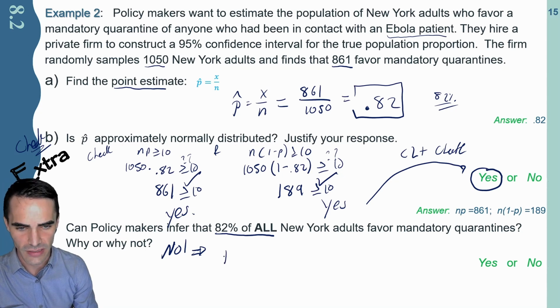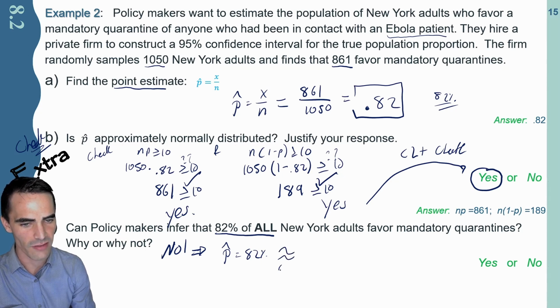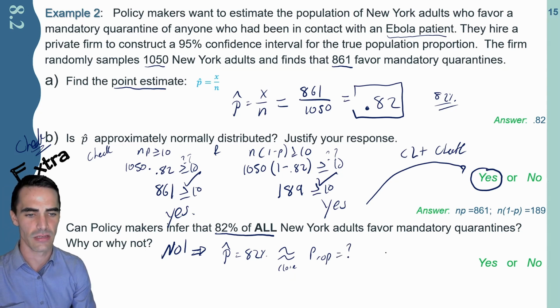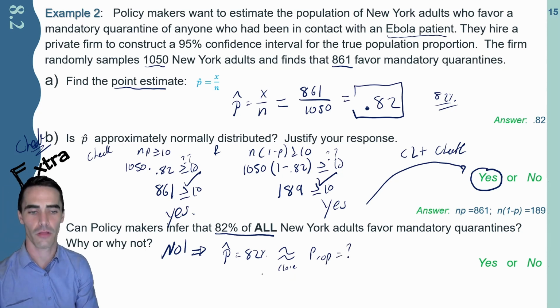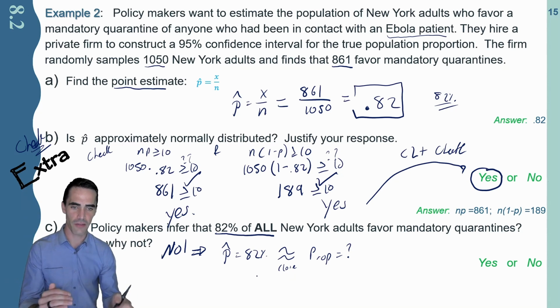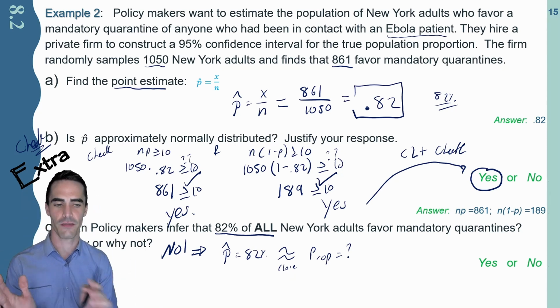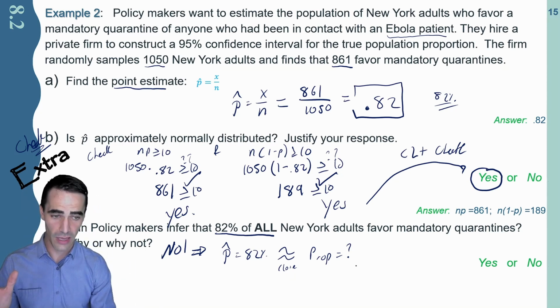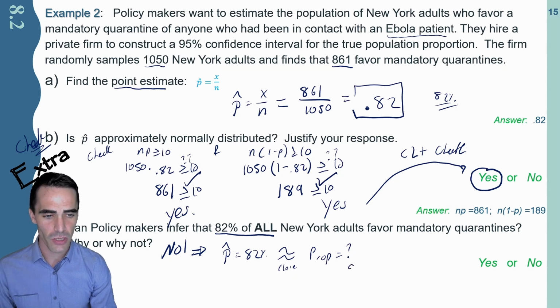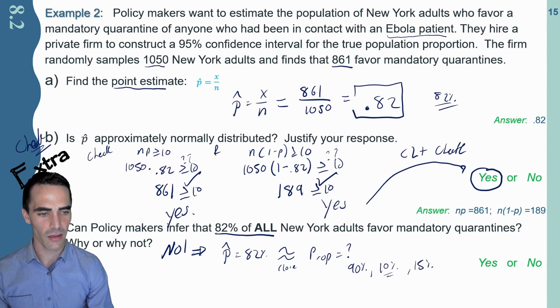The whole point is that this sample proportion, p hat equal to 82%, should be close to the population proportion. But again, we don't know exactly what it is. I know it'd be close, but I'm not sure how close. In fact, it's not until we build a confidence interval that I can even give you a range of values. For all we know at this point, the actual proportion could be as high as 90%. It could be as low as 10%. I have no idea what it is.